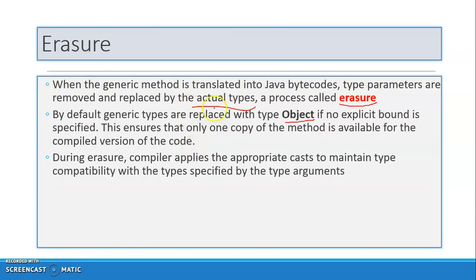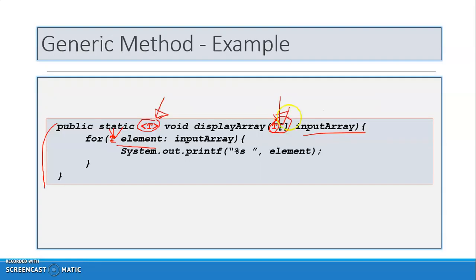But in other cases, as we are going to see, we can put the upper bound. If you don't put an upper bound for the type parameter, then the upper bound becomes Object. It means that during erasure, the erasure process is going to replace the type parameter with the Object data type. But you can put an upper bound.